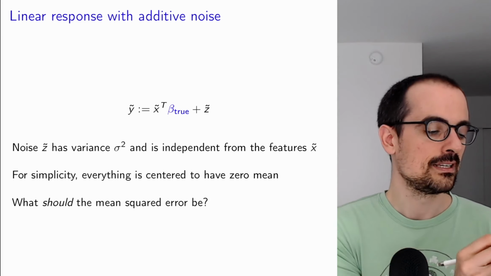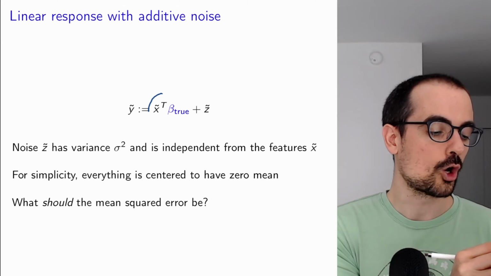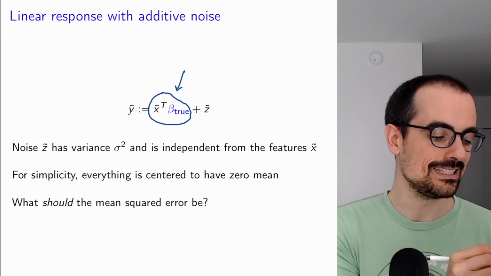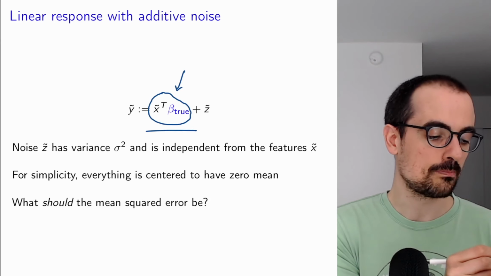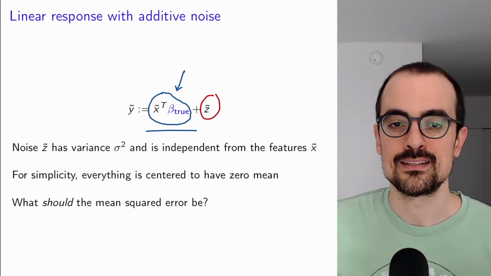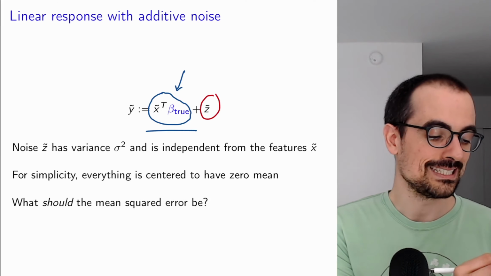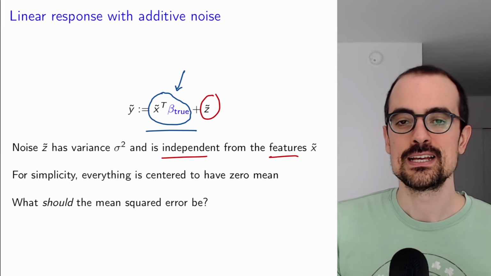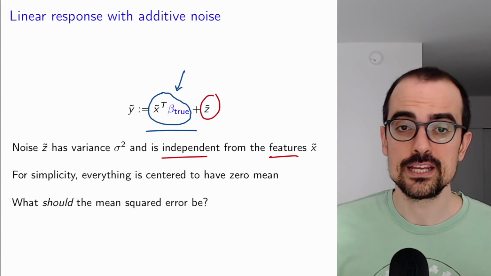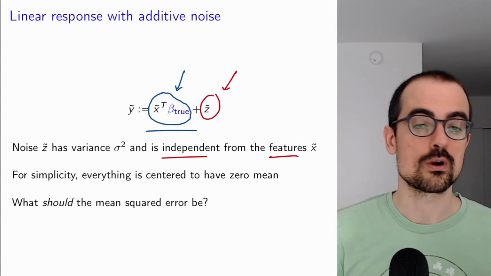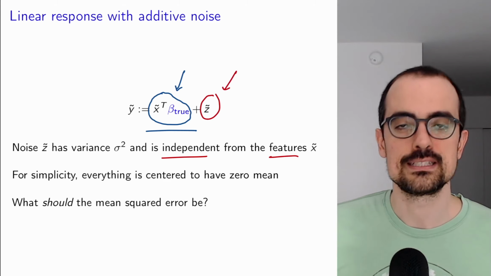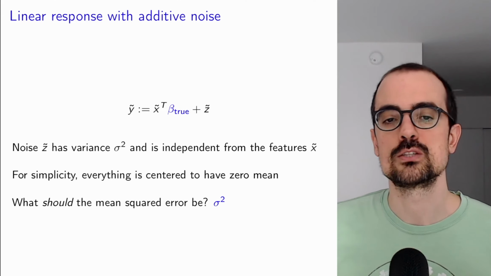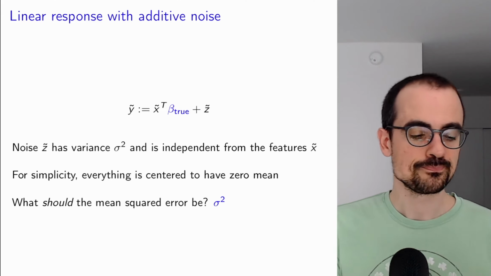Said otherwise, here the only thing we can hope to estimate from the response as a function of the features is this component. We cannot possibly estimate this component because it is independent from the features and our linear model only sees the features. Therefore, the mean squared error here should equal the mean square of that component because everything is centered to have zero mean. That's the variance of the noise. So we should observe a mean squared error of sigma squared.